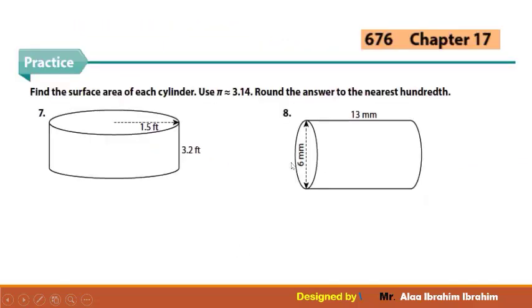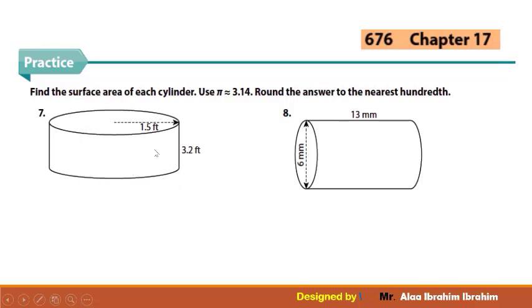Now we have cylinders. How do we find the surface area of a cylinder? First, I have the area of one circle multiplied by 2. The area of a circle is pi r squared, so pi times 1.5 to the power 2. Then I multiply by 2 because I have 2 circles. Imagine you have a circle on top and a circle on the bottom.